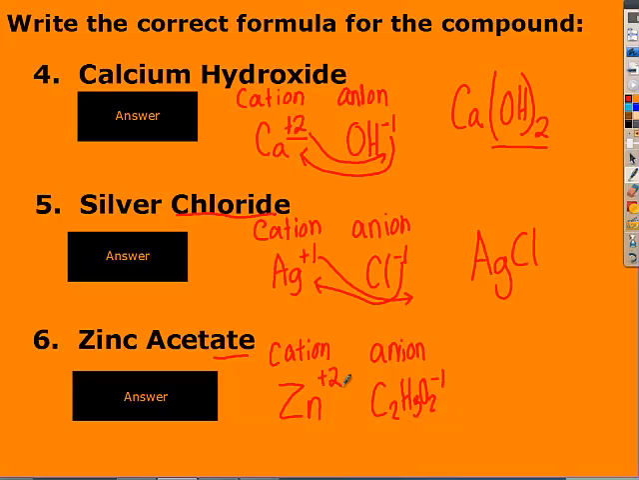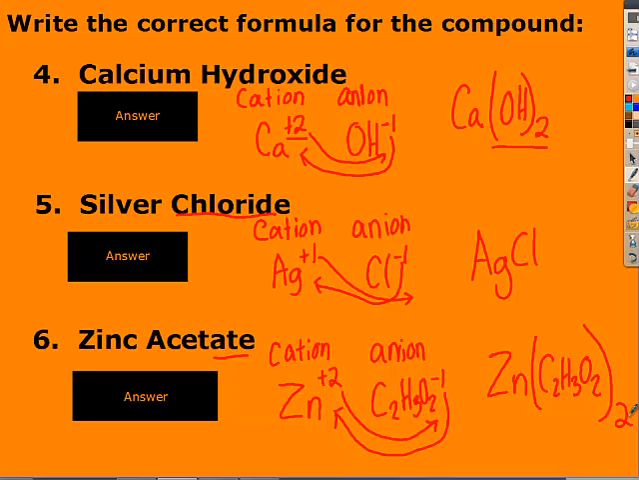So I need to cross my charges. The 2 will go here, the 1 will go here. So I have 1 zinc. I need 2 acetates. Since I need 2 acetates, I need parentheses. C2H3O2 and 2. Boom. Now I have my correct formula. So here are the correct formulas for all three of them.